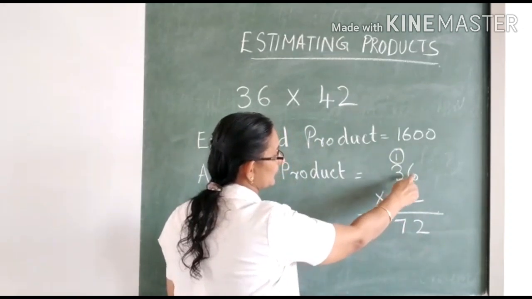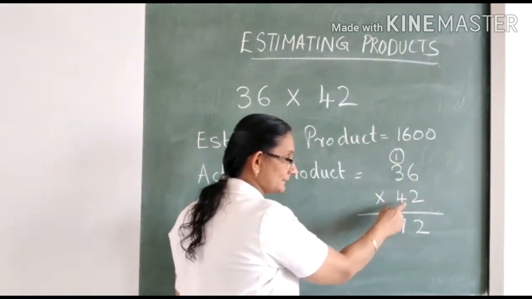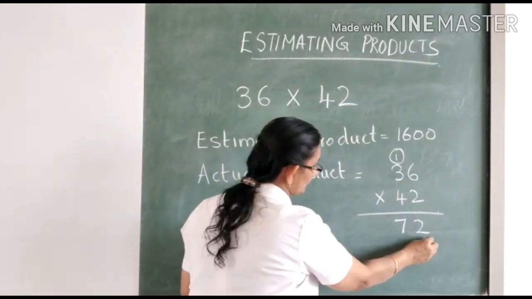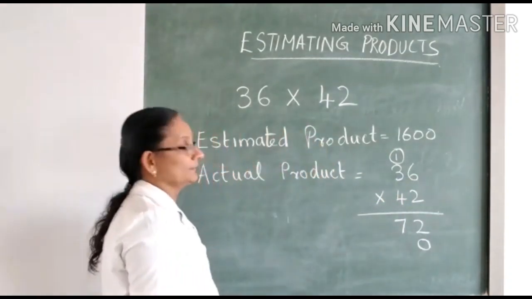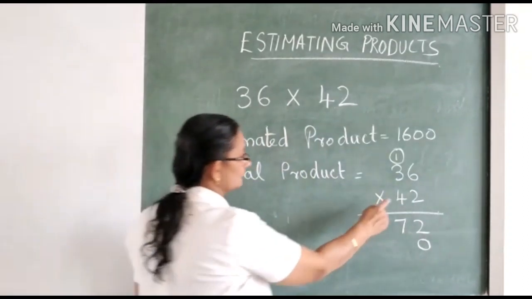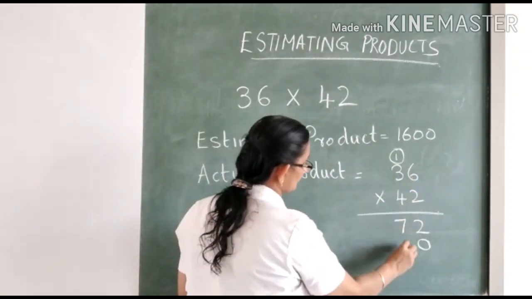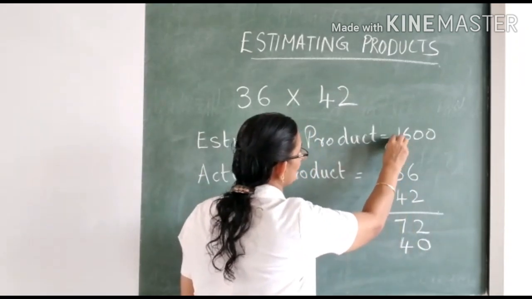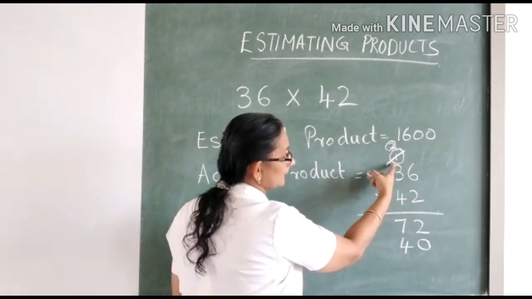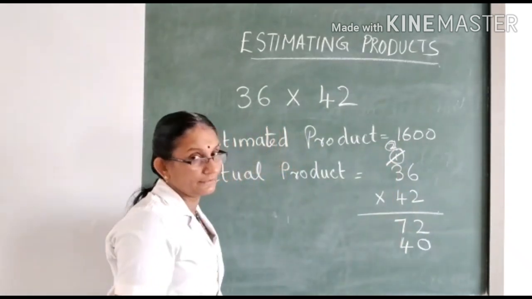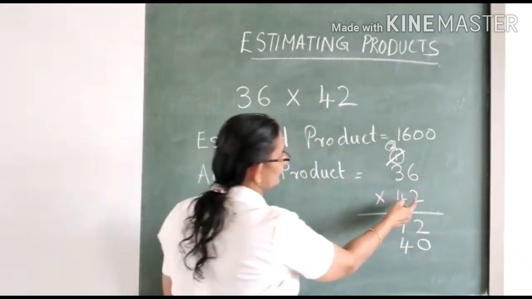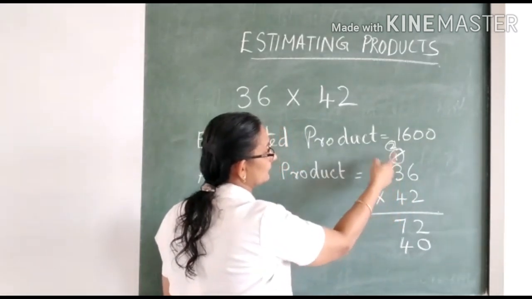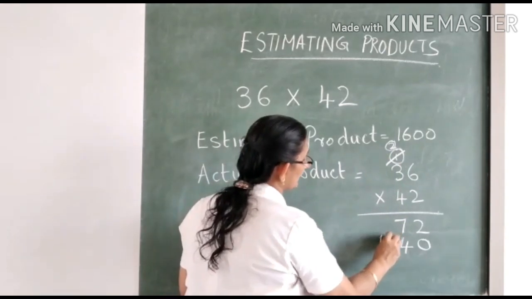Now we have to multiply 36 with 4 in the second step. So 4 is in the tens place and so we have to place a 0 in the ones place. Now 4 into 6 is 24. 4 and 2 is carried over to the tens place. You can cancel the other number, otherwise you will be confused. So now multiply 4 into 3. 4 into 3 is 12. 12 plus 2 will give you 14.